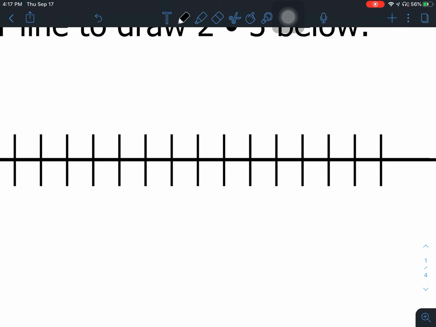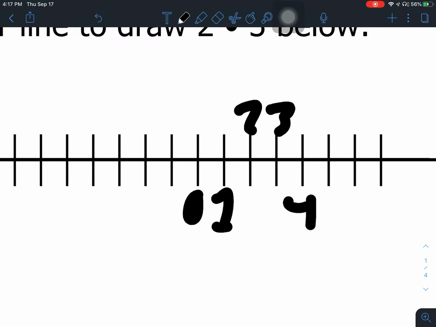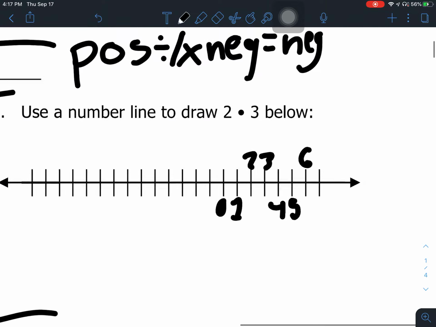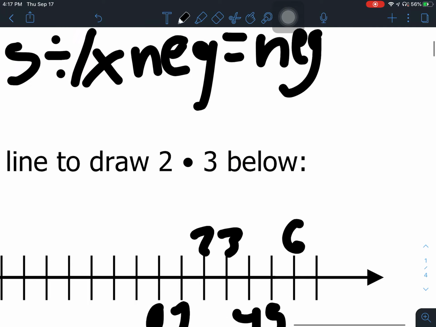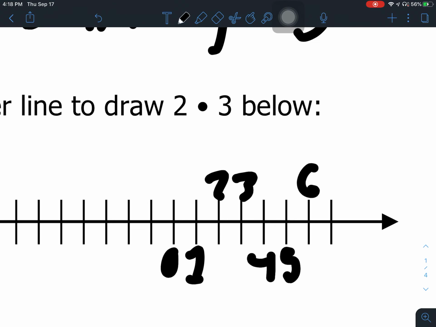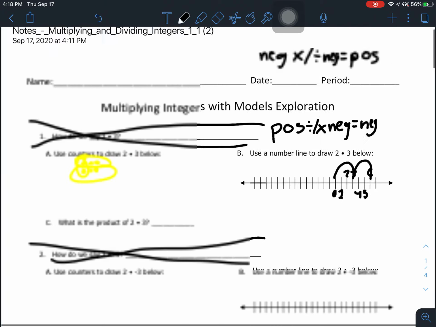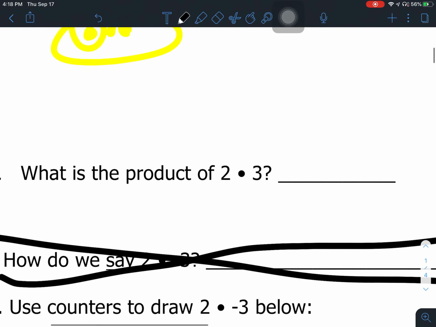Let me label the number line first. And now we're going to make 2 jumps of 3 because it's 2 times 3. So 1, 2. And our product for 2 times 3 is 6, obviously.